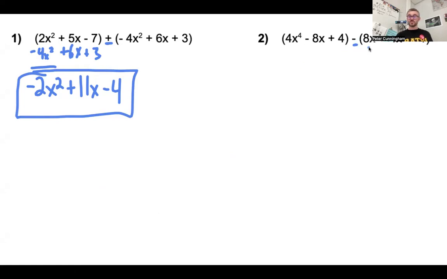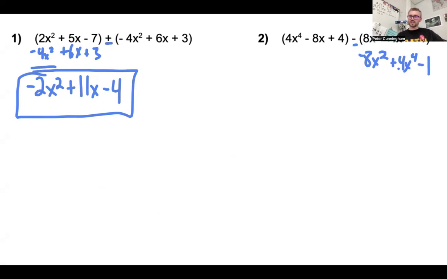With this one, with subtraction, I would say instead of subtracting everything, just distribute that negative and then you can just combine like you did before. Distributing that negative is going to change everything to its opposite. So instead of 8x squared, it is now negative 8x squared. Instead of negative 4x to the fourth power, it is now positive 4x to the fourth power. Instead of positive 1, it is now negative 1.